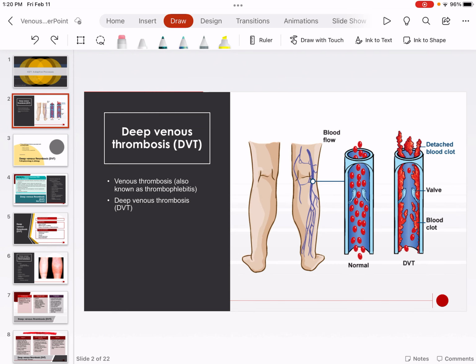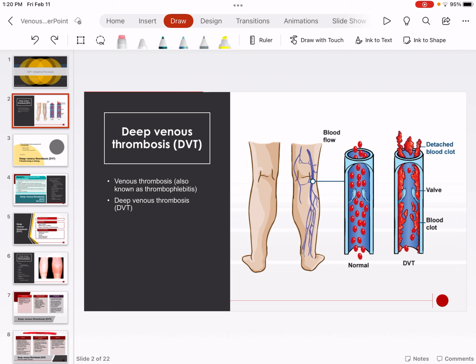All right, so first of all, let's talk about what a venous thrombosis is. That's also known as thrombophlebitis, and it's a condition in which a thrombus, or blood clot, forms on the wall of a vein, and it's accompanied by inflammation of the vein wall and some degree of obstructed venous blood flow. So thrombus is a blood clot.